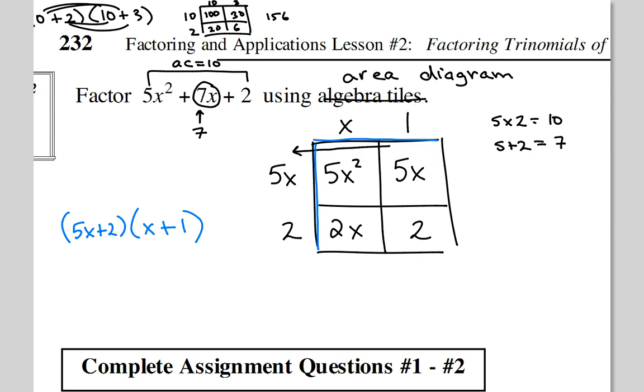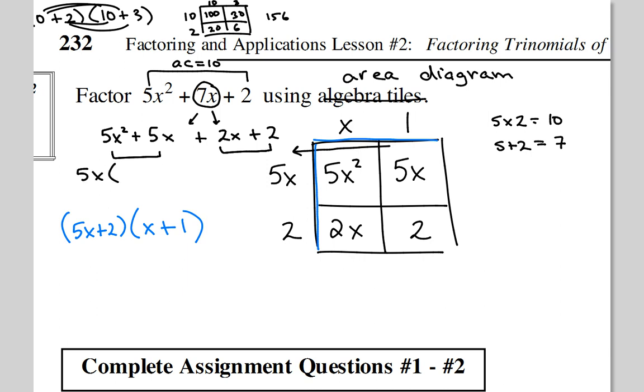That's it. So how would you do this by decomposition? This is what you were probably taught last year. Do you guys remember? What do you do with that middle term? You have to decompose it. Remember that? So you would break the 7x into a 5x and a 2x. And then you do what I showed you in the previous lesson. You put them in pairs like this. What's the GCF for that first pair?